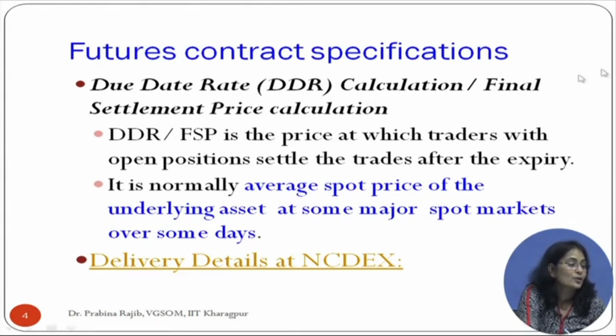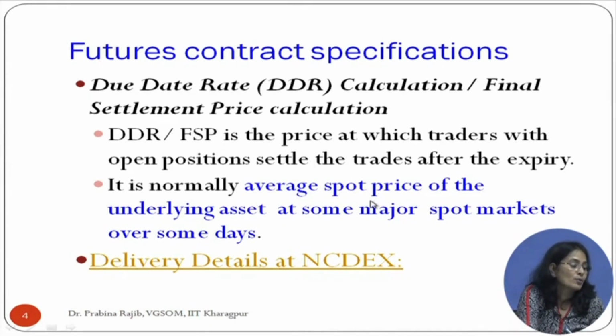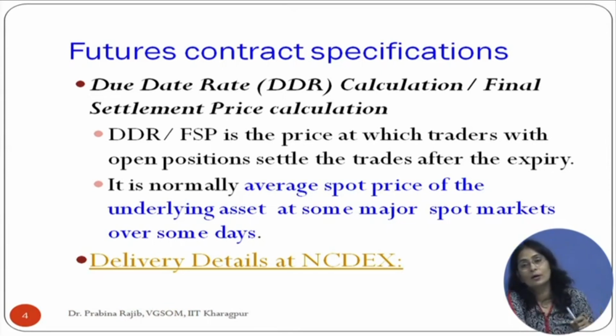Due date rate calculation or final settlement price, DR or FSP, is the price at which traders with open positions settle the trades after the expiry. It is normally the average spot price of the underlying asset at some major spot markets over some days, and each exchange very categorically mentions how they will calculate the due date rate or final settlement price. If you recollect the contract specification document which I had shown to you all, the 8-page PDF document from Multi Commodity Exchange very categorically explains how the DR will be calculated for the cotton, from which market they will collect, what mechanism will be used.